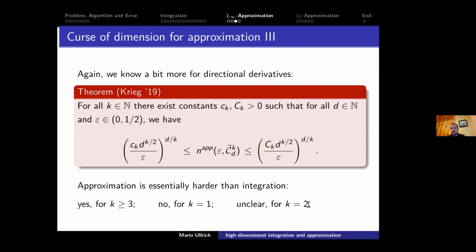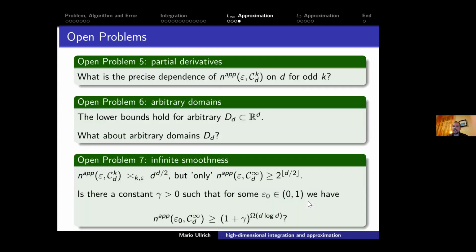Okay. So let us give again 3 open problems, which have the same titles, by the way. So first of all, what is the precise dependence of the complexity for approximation? In this case, the only open problem is for k.